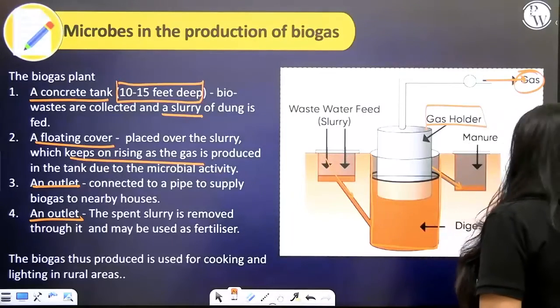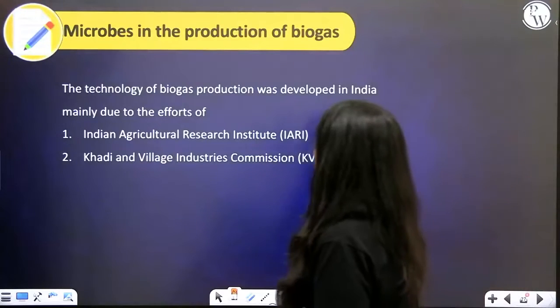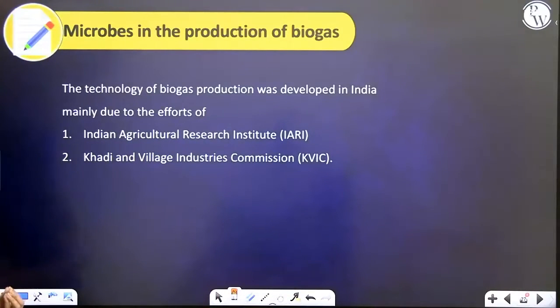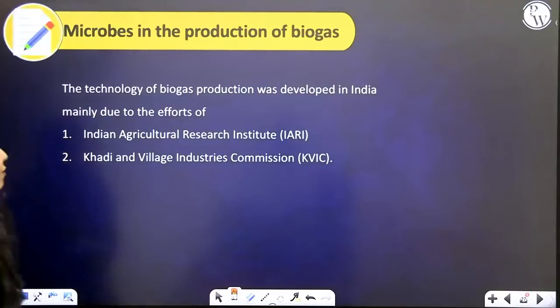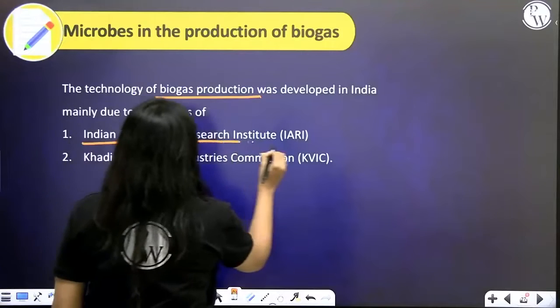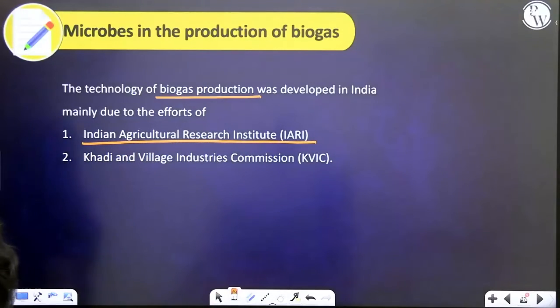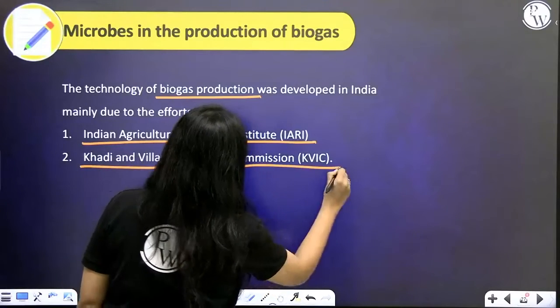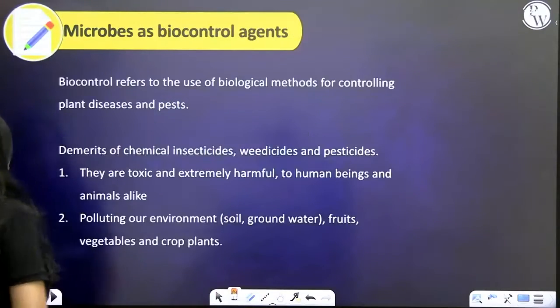All right. Now let's talk about which industries, institutes, and organizations are involved in the development of biogas production in India. One is the Indian Agricultural Research Institute, which is called IARI. Another one is the Khadi and Village Industries Commission, which is called KVIC. This you have to remember.